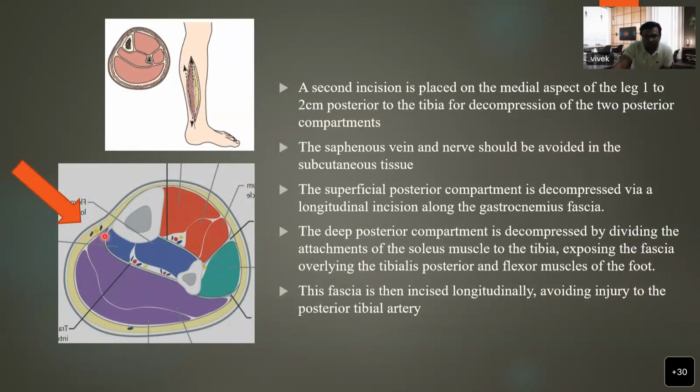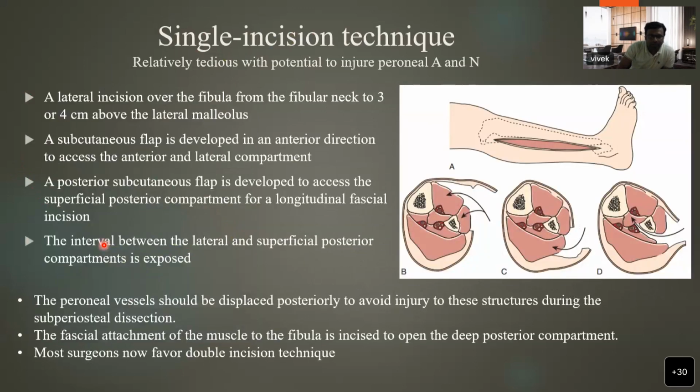The superficial posterior compartment is decompressed via the longitudinal incision over the gastrocnemius fascia, and the deep posterior compartment is decompressed by dividing the attachments of the soleus muscle to the tibia and exposing the fascia overlying the tibialis posterior and flexor muscles of the foot. You should be cautious about injuring the posterior tibial artery during this decompression.